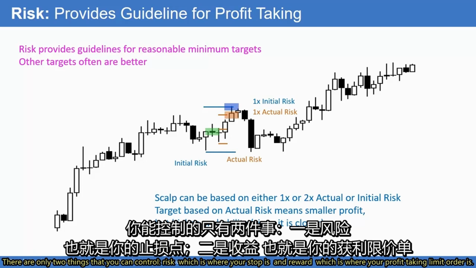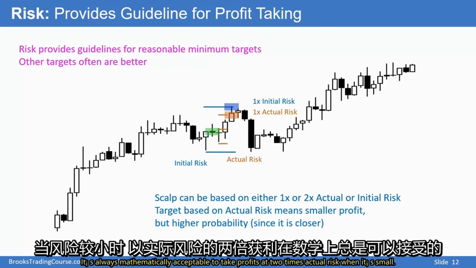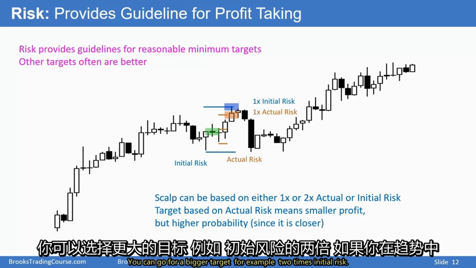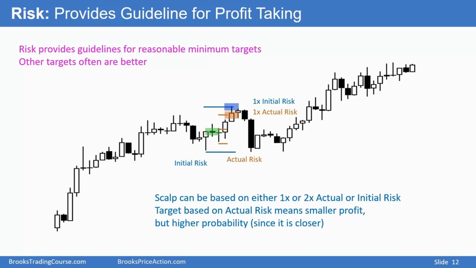There are only 2 things that you can control: risk, which is where your stop is, and reward, which is where your profit-taking limit order is. And you have to be able to take profits that make sense mathematically. It's always mathematically acceptable to take profits at 2 times actual risk. When it's small, you can go for a bigger target, for example, 2 times initial risk. If you're buying in a trend, taking profits at 1 times actual risk or 1 times initial risk makes sense because the probability of making money is higher.